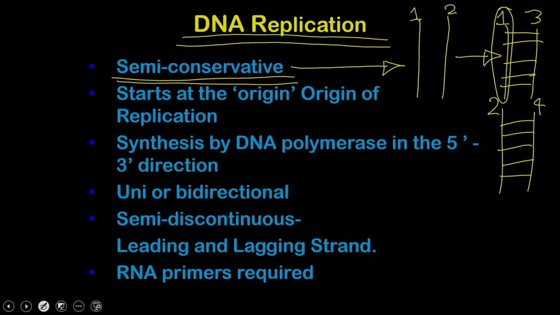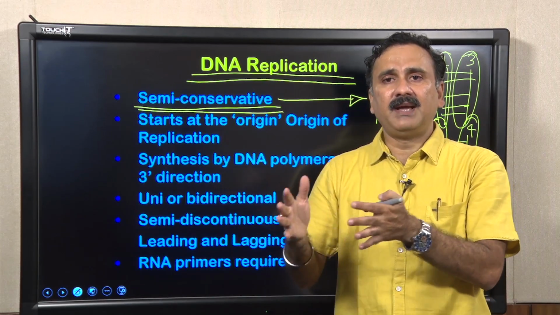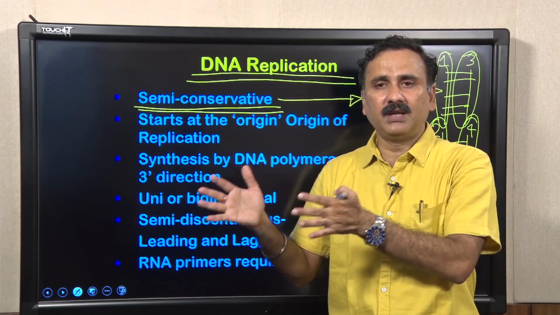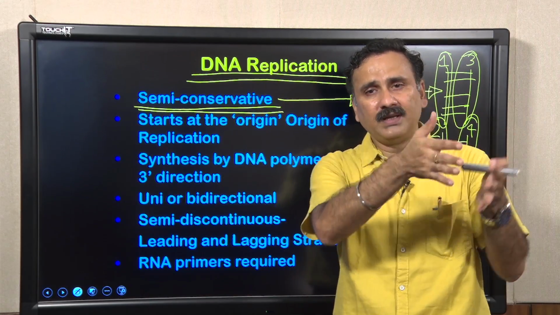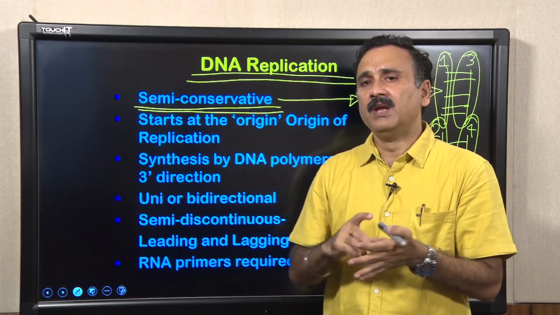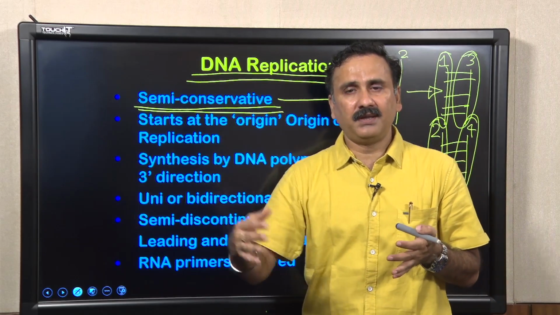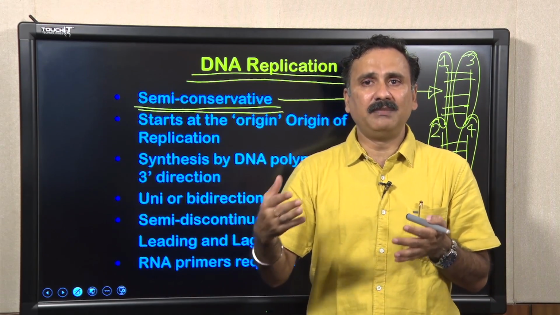So, 1 and 2 are coming from the parents, whereas 3 and 4 are the newly synthesized strands. This means the information in the original DNA is divided into 2, and that is why it is not conservative, which means it is not going to make the pairs 1 2 and 3 4, it is going to make pairs like 1 and 3 and 2 and 4. So, that is the semi-conservative mode of replication.